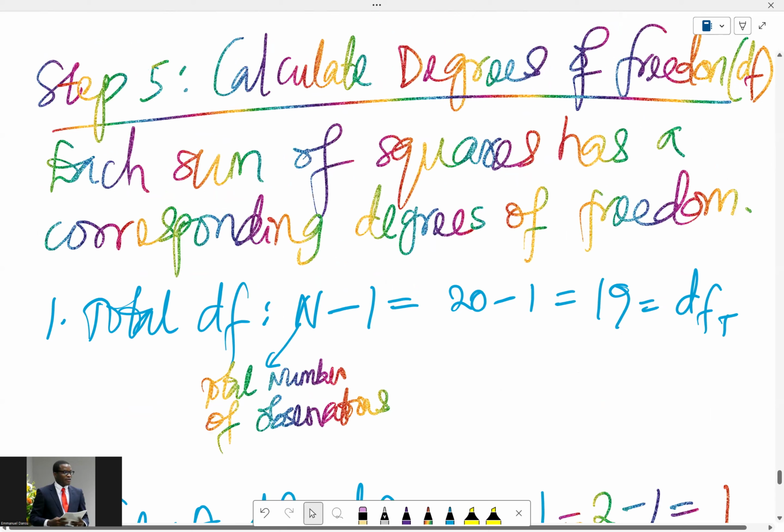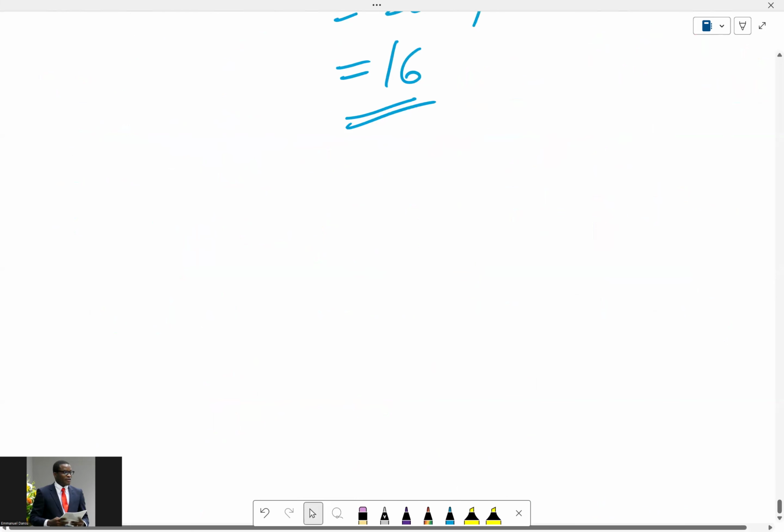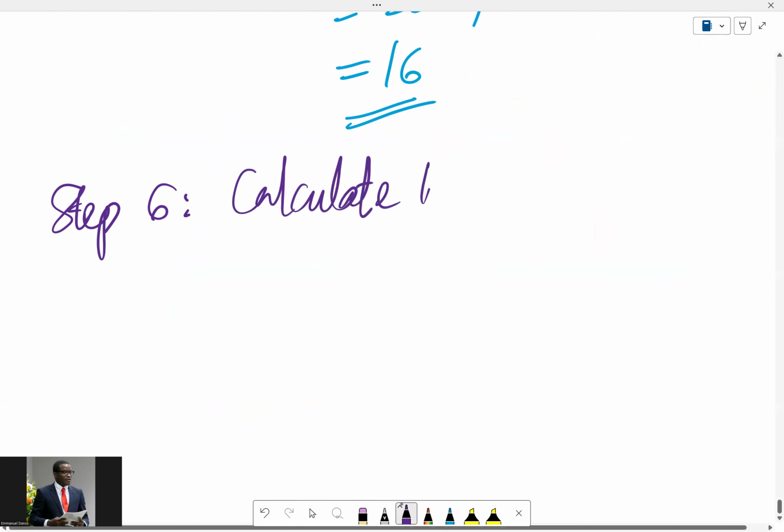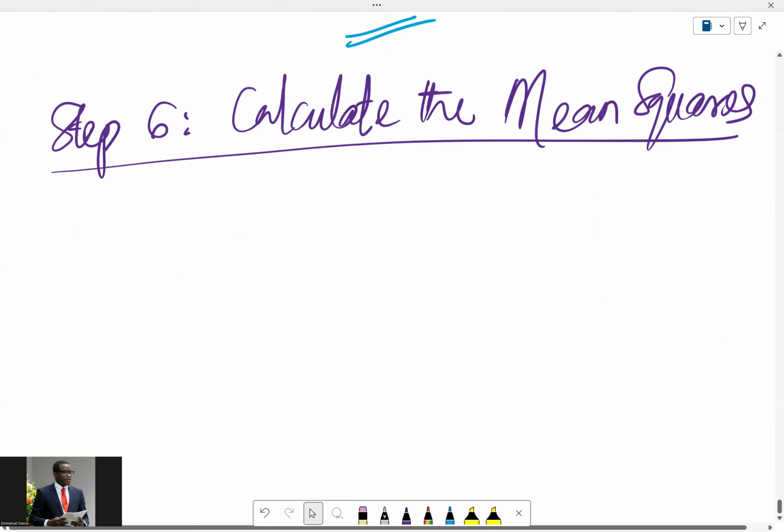So now, with all we have done, the worst is over, I want to believe. So let's go for the mean squares. Step 6: calculate the mean squares. Like I said, the worst is already over.